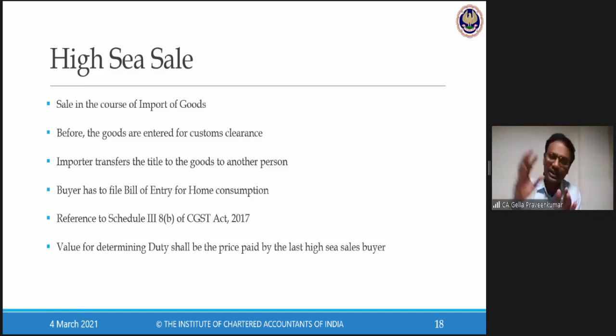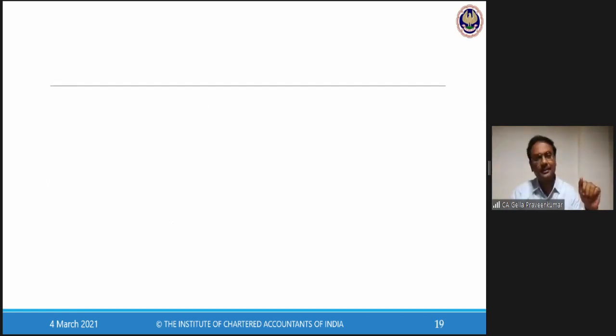Now, valuation under customs, I'm not touching. Please wait for the customs session to start. As of now, for you to understand, in relation to high seas sale, my Schedule 3, Para 8B, 8A, your bonded warehouse, 8B, high seas sale. It is neither supply of goods nor supply of services. The moment I say it is a Schedule 3 item, ITC reversal, I need not do. Reason, it is not an exempt supply.